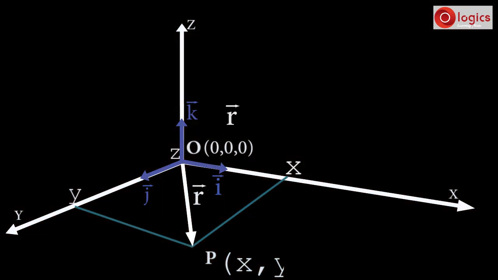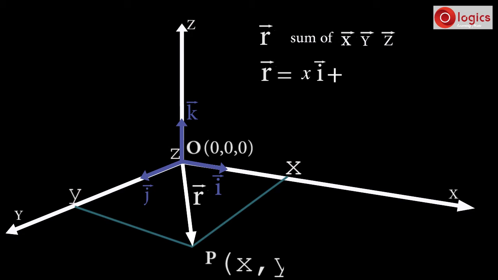Position vector is the sum of the x vector, y vector, and z vector. To get x vector, unit vector of x, that is i bar, into x. To get y vector, unit vector of y, that is j bar, into y. Similarly, to get z vector, unit vector of z, that is k bar, into z.